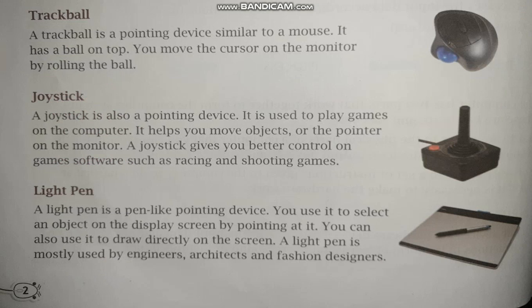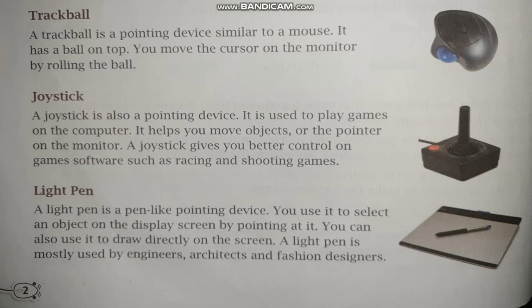Next one, trackball. Trackball is also an input device. A trackball is a pointing device similar to the mouse. It has a ball on top. You move the cursor on the monitor by rolling the ball. Next, joystick. A joystick is also a pointing device. It is used to play games on a computer. It helps you to move object or the pointer on the monitor. A joystick gives you better control on game software such as racing and shooting games.